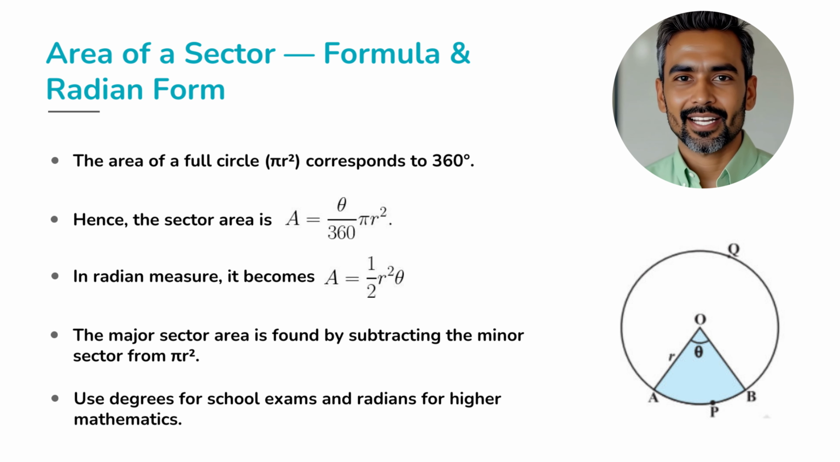So whether you're finding how much frosting covers a circular cake slice or measuring an angle in physics, the area of a sector gives you the portion of the full circle. Degrees for school, radians for pros, that's the deal.